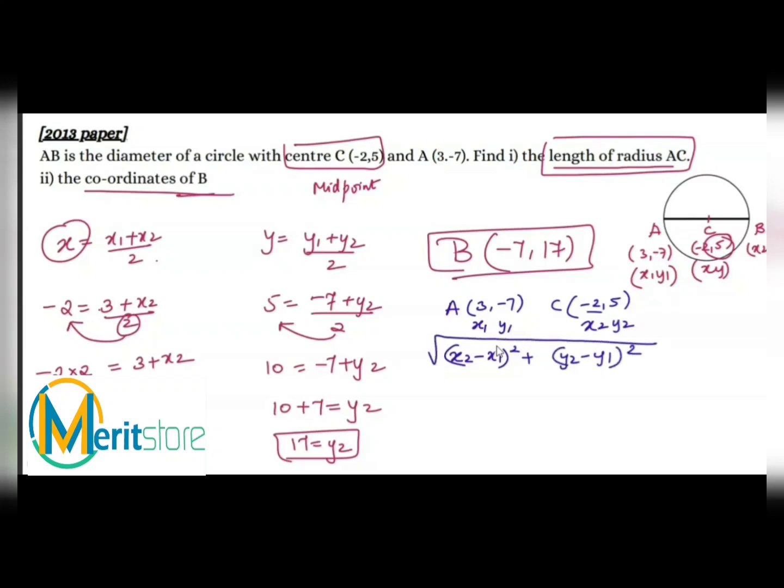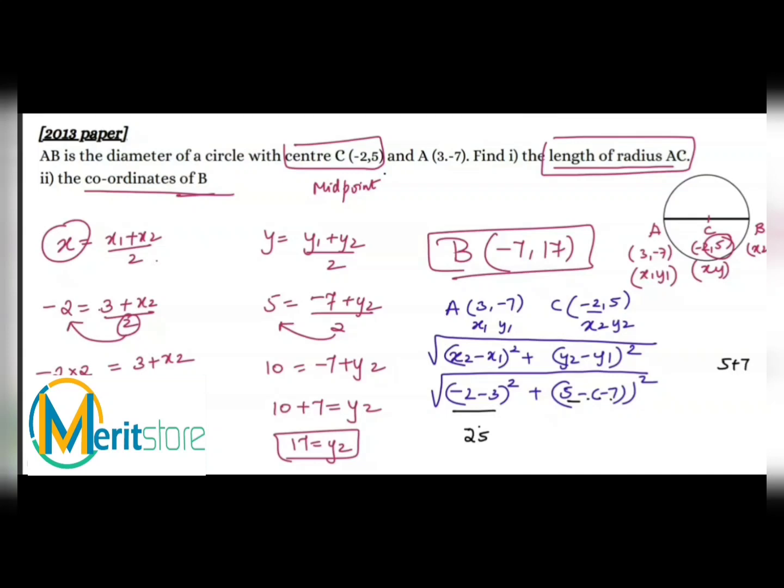X2 here is minus 2. So minus 2 minus 3 the whole square plus y2 is 5. y2 5 minus minus 7 the whole square inside the root. Here minus 2 and minus 3 both are negative. So I get minus 5. Minus 5 square will be positive 25. So I'm writing 25. 5 minus minus 7. So that becomes 5 plus 7.